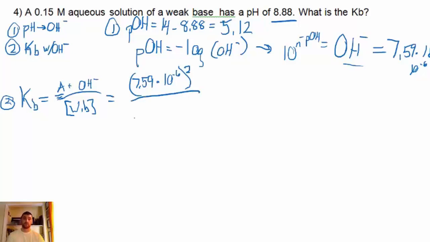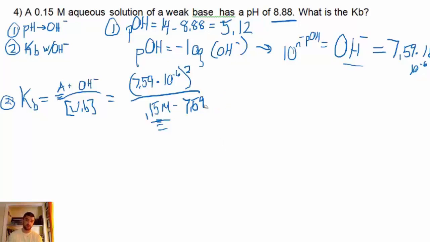all over the weak base that we started with, which was 0.15 molar, and we're going to subtract the amount that changed, which is 7.59 times 10 to the minus 6. Now, I'll let you know a little secret here. When you have this huge difference between your starting concentration and how much was used, you can ignore how much was used up, because 0.15 is precise to the hundredths place, and you've got this number which goes back 5 decimal places. When you do that math, you're going to get 0.15 still. So you can ignore this.